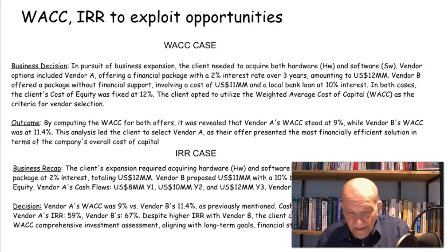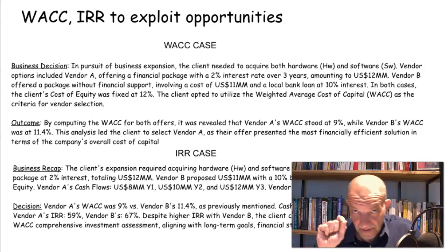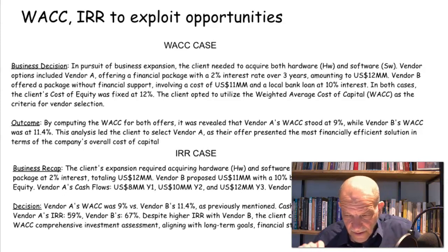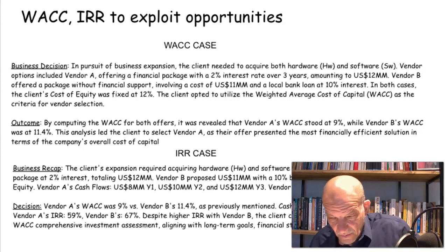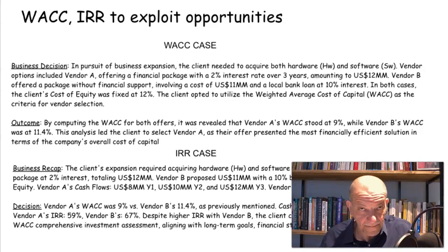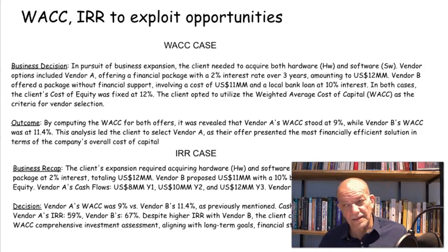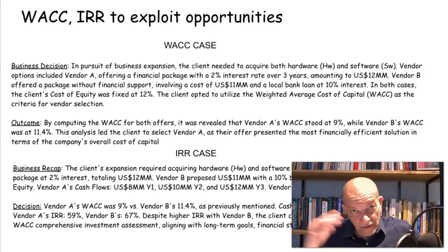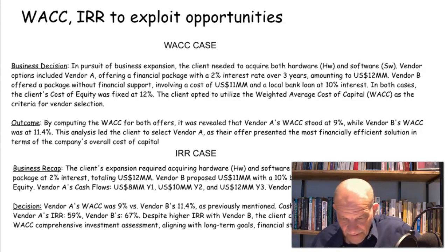So the outcome of that was our WACC, by the way, you have to keep in mind that the cost of equity from the client's point of view was 12%. So when they did the analysis, the WACC in our case was 9%, and the WACC of our competitors was 11.4%. So in this case, the client decided to go with our WACC because the cost of capital was going to be less than what they had, and our competitor was higher. Obviously, they had 10%, right?